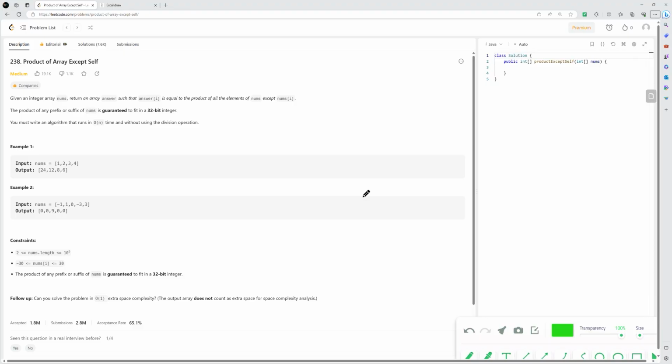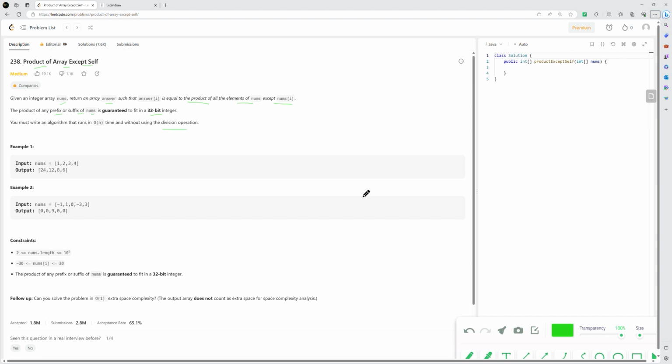Next problem is called product of array except self. We are given an integer array nums, and we have to return an array answer such that each element in the answer is equal to the product of all elements of nums except for that element. The product of any prefix and suffix of nums is guaranteed to fit in a 32-bit integer. We have to write an algorithm that runs in linear time and without using the division operation.